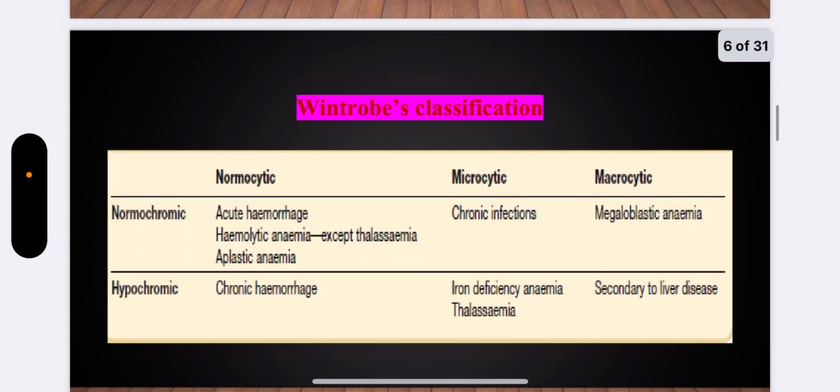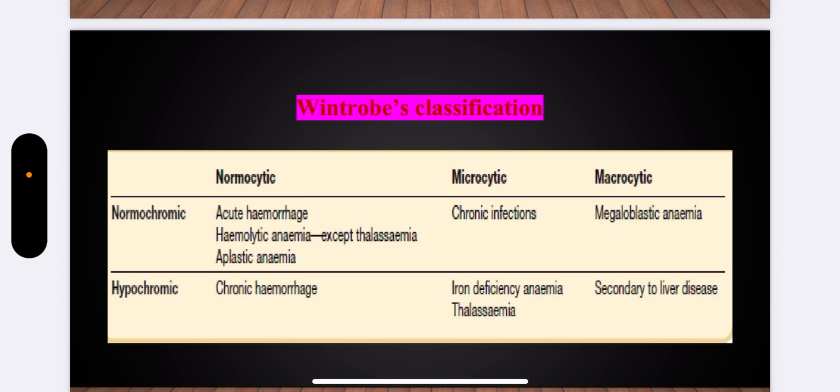About the Winthrop's classification, you can see certain terms here: normochromic, hypochromic, normocytic, microcytic, macrocytic. We had talked about these terms in the previous presentation. Normochromic, normocytic type of anemia, it can occur in case of acute hemorrhage, all types of hemolytic anemias, but not in case of thalassemia. Seen in case of aplastic anemia.